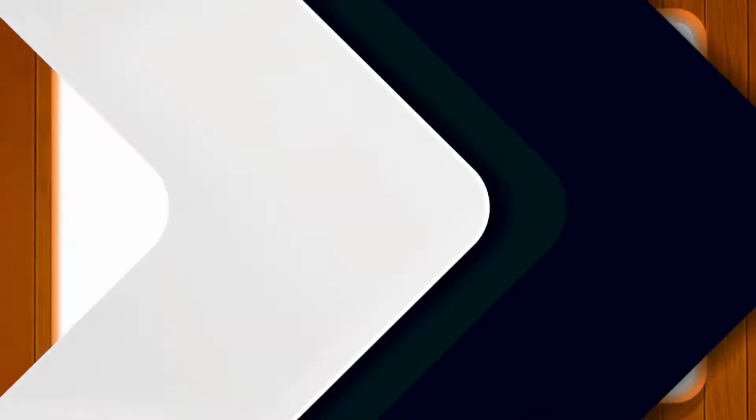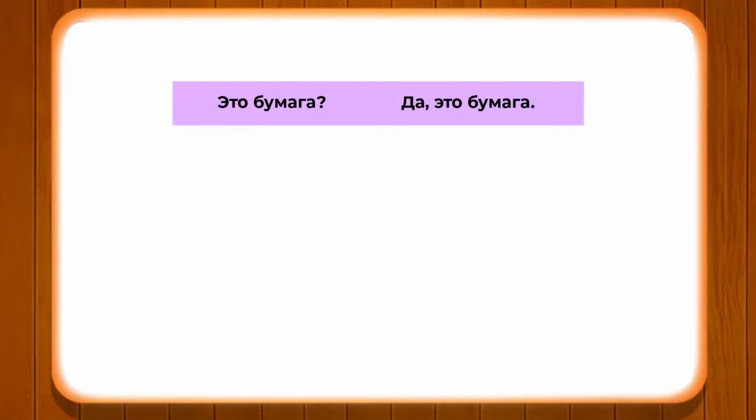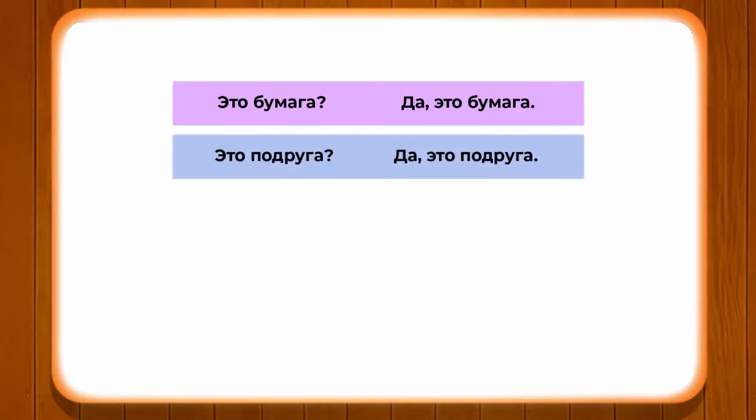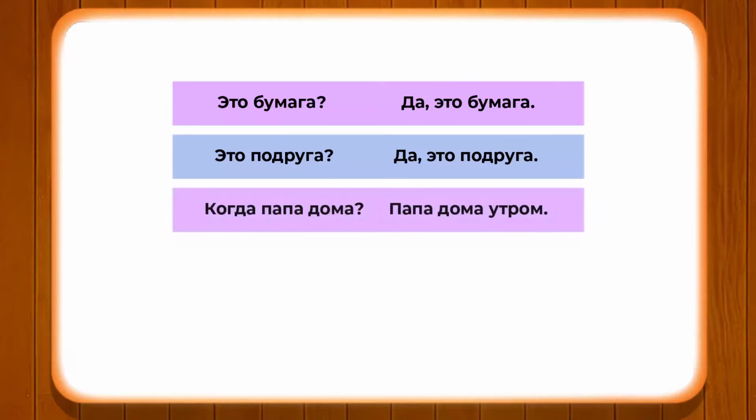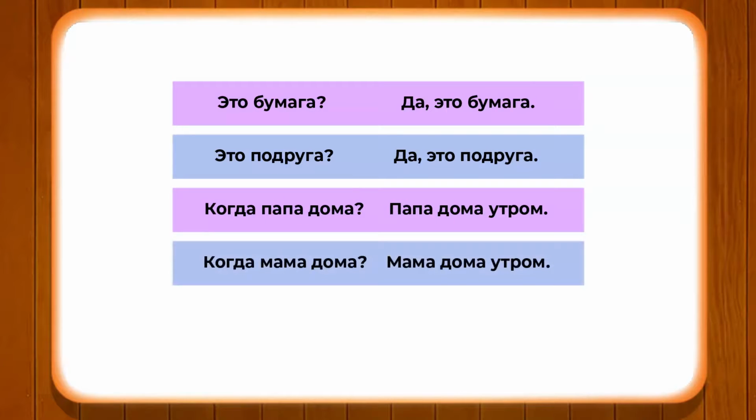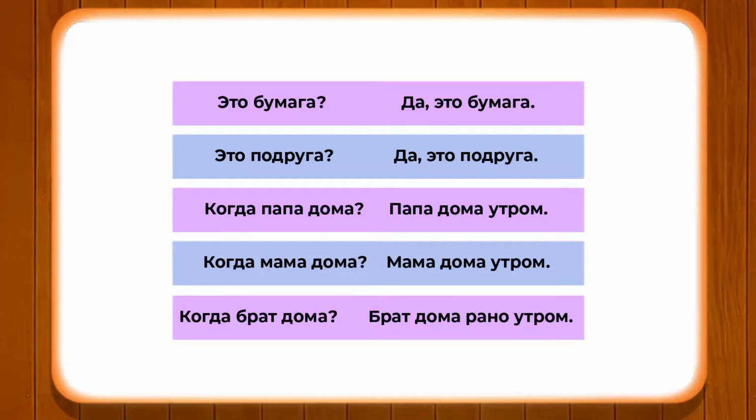Okay. So, now we will look at some examples in the form of sentences. We are going to make a few sentences. We will ask a question and look at the intonation. As you remember the role of intonation in Russian, if I am asking a question, the tone will rise at the end, and when I am answering, it will be flat but with a pause. So, это бумага, да, это бумага. Это подруга, да, это подруга. Когда папа дома? Папа дома утром. Когда мама дома? Мама дома утром. Когда брат дома? Брат дома рано утром.